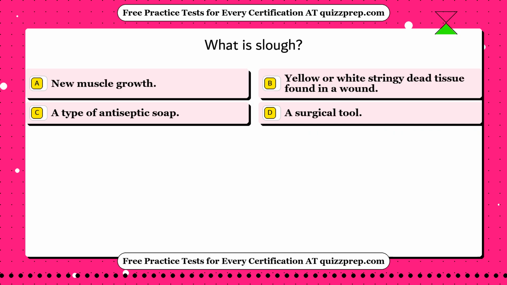Question 78. What is slough? Option A. New muscle growth. Option B. Yellow or white stringy dead tissue found in a wound. Option C. A type of antiseptic soap. Option D. A surgical tool.